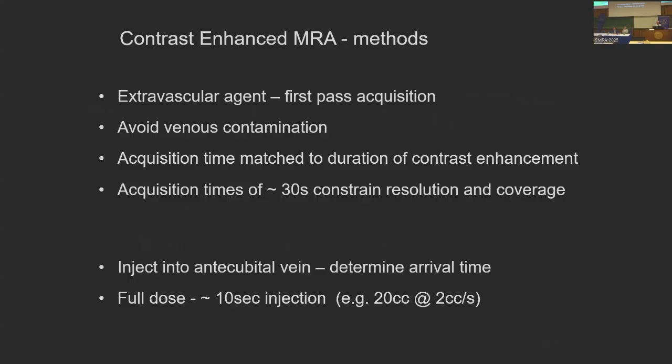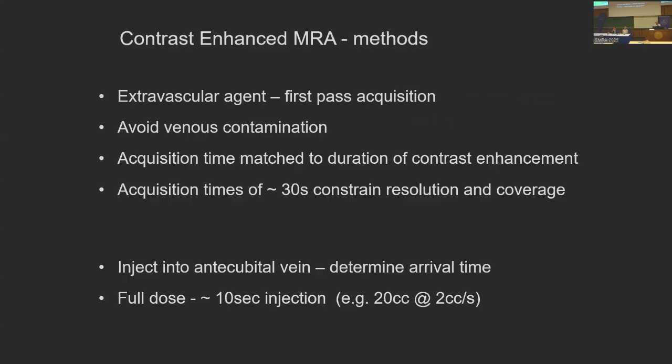Very often we're looking at the arterial signal, and timing is set to avoid venous contamination. Typically, the acquisition times are matched to the duration of the contrast enhancement. This very typically results in acquisition times of the order of 30 seconds, which in turn constrain the resolution and coverage that one is able to acquire in those times.